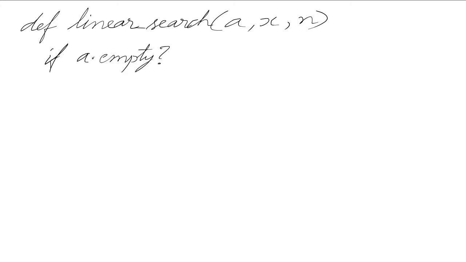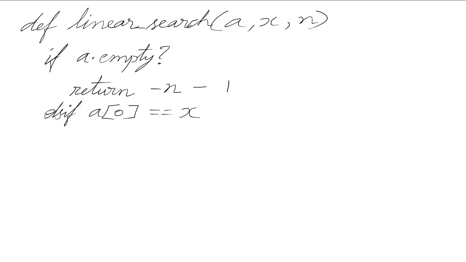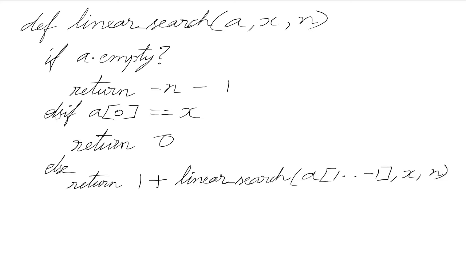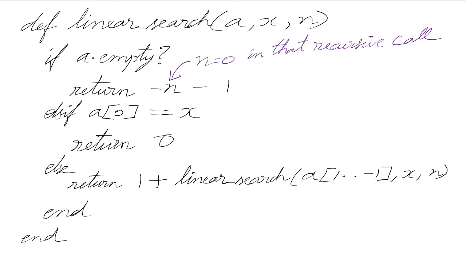If the list is empty, we return -n subtracted by 1. Otherwise, if the element is in the beginning of the list, we will return 0, because 0 is the index of the first element in the list. Otherwise, we'll make a linear search call, and we will discard the first element from the list and pass in x as well as n. n will be 0 in that particular recursive call.